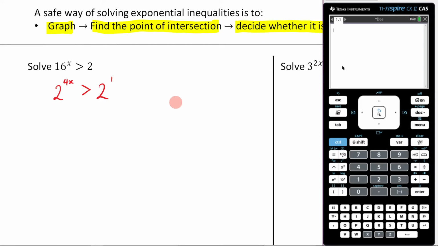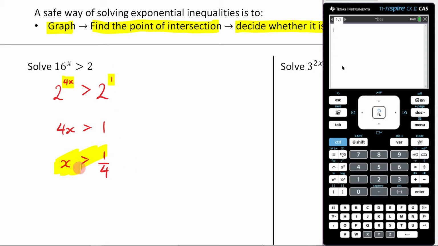So that means my powers, it's like we're equating them, but we're using inequality now. We're saying this is greater than that. So we can say 4x is greater than 1. That means x is greater than 1 on 4. And that is going to be my answer.